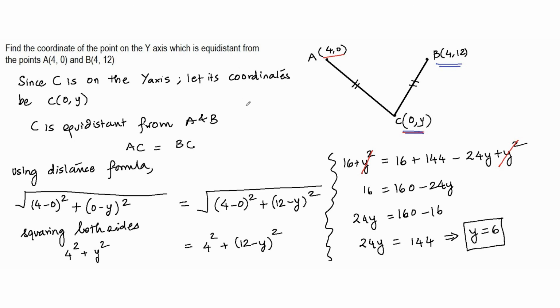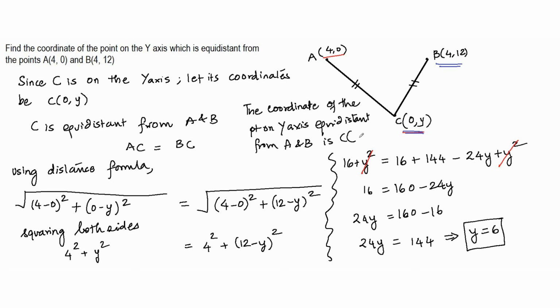Therefore, I can say that the coordinate of the point on the y-axis that is equidistant from A and B is C of 0 comma y, that's C of 0 comma 6. This is how I can find the point on the y-axis, right? So again, pausing for a minute before I move on to my next question.